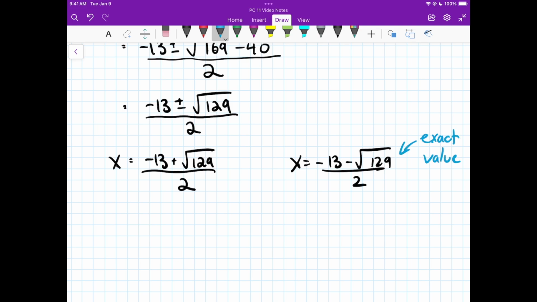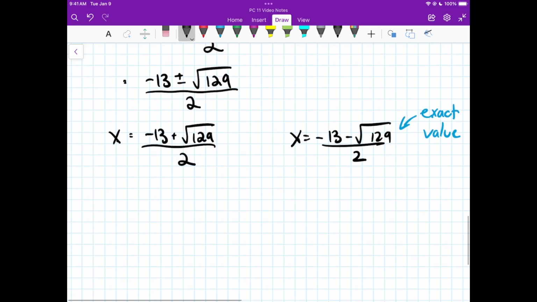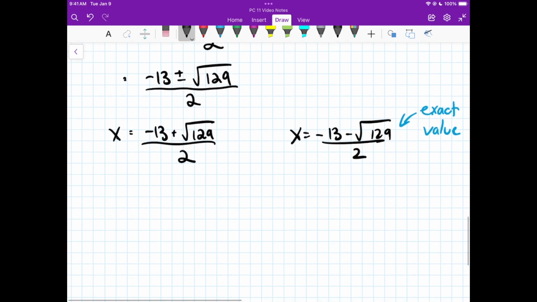There will be times where maybe this is just where we stop. We've got 2 solutions, we're good. But if we don't want exact values, we want decimals, we're going to go one step further and get ourselves some decimal answers. To do that, be really careful plugging this into your calculator. So go ahead and pause the video here, try plugging this into your calculator, and see what you get. There's a decent chance you might get it wrong, so see if you can plug this in properly.